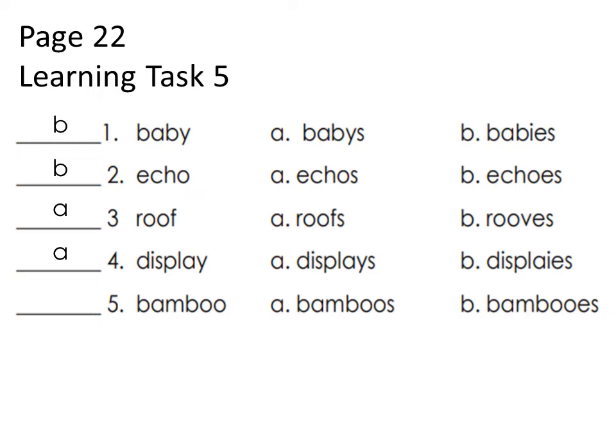Number 3, roof. The correct answer is letter A, roofs. The next one is number 4, display. The correct answer would be letter A, displays. Number 5, bamboo. The correct answer is A, bamboos.